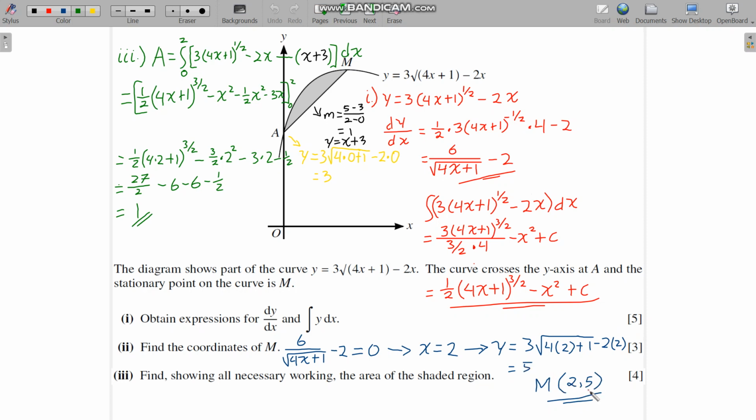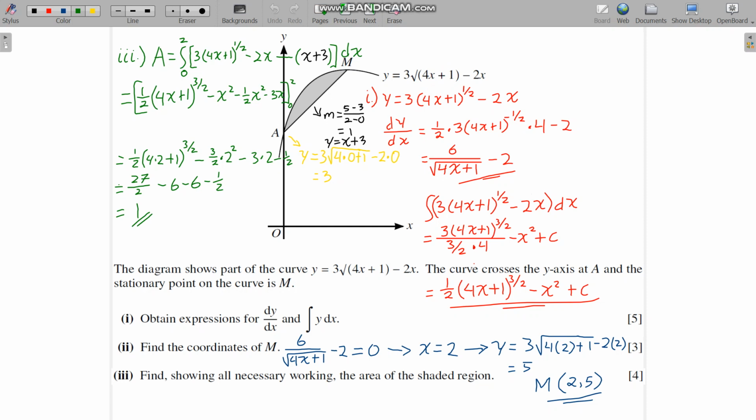And to find the area now, we know that we are using the integral of upper minus lower. The upper is the curve, the lower is this straight line. Now we don't know the straight line equation yet. We know that the point M is (2, 5), and we know that this A is the y-intercept of the curve. So y-intercept means when x equals 0, so we plug in x equals 0 here, and we will get y equals 3.